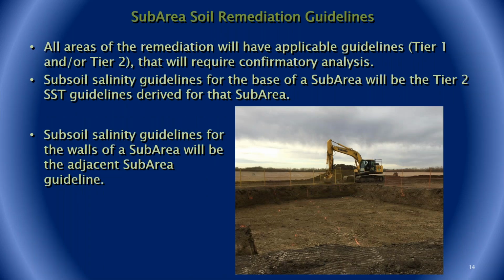All areas of the remediation will have applicable guidelines, Tier 1 and/or Tier 2. This will require confirmatory analysis. Subsoil salinity guidelines for the base of the subarea will be the Tier 2 SST derived guidelines for that subarea. Subsoil salinity guidelines for the walls of the subarea will be the adjacent or surrounding subarea guideline. It's important to remember that any topsoil stripping that has occurred is accounted for during this time.